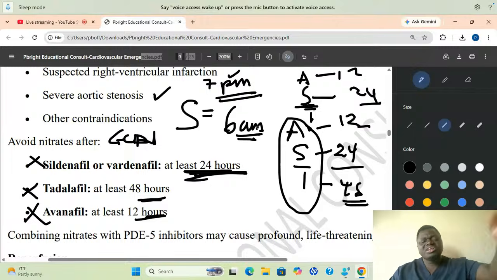Do I have to give nitroglycerin? No, because it's still less than 24 hours. Okay, still less than 24 hours.